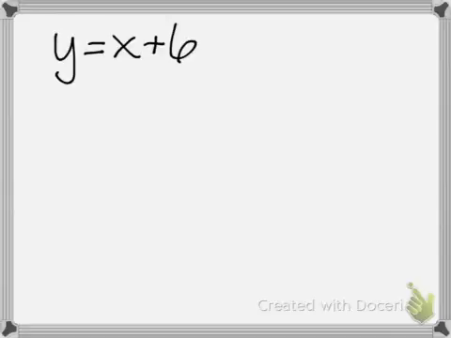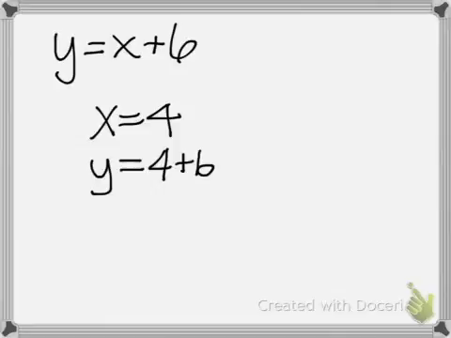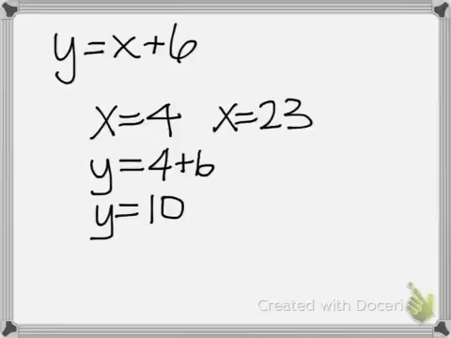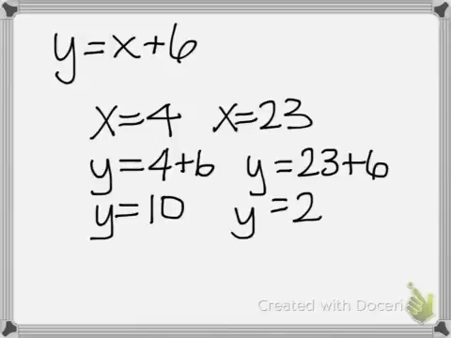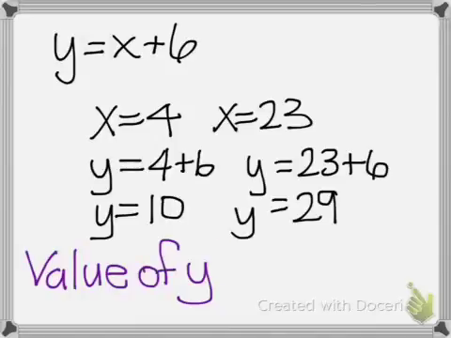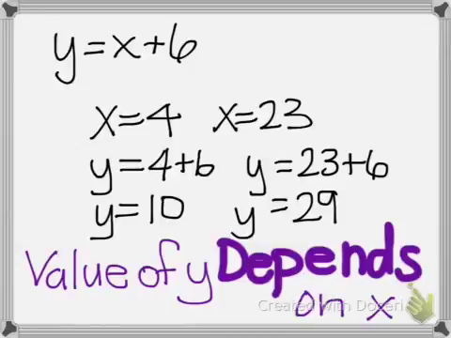So if we have something that looks like y equals x plus 6, our input is x and our output is going to be y. So if we have an input like x equals 4, we plug 4 in, y equals 4 plus 6, so y equals 10. Our input was 4, our output is 10. If we have a number like 23, we plug 23 in, our input is 23, our output is 29. The value of y always depends on what the value of x is.